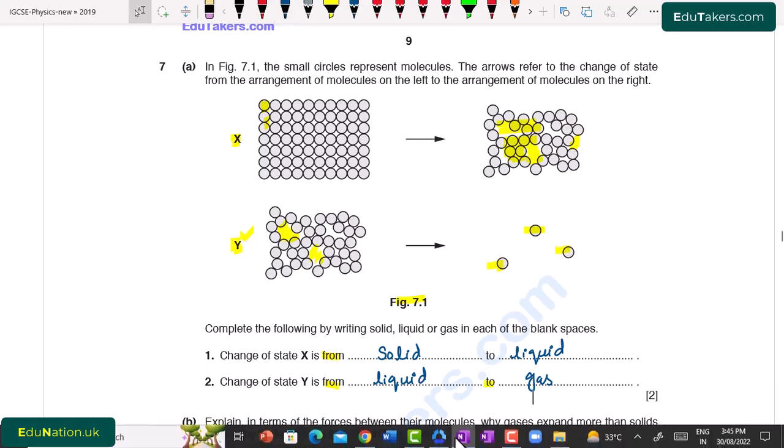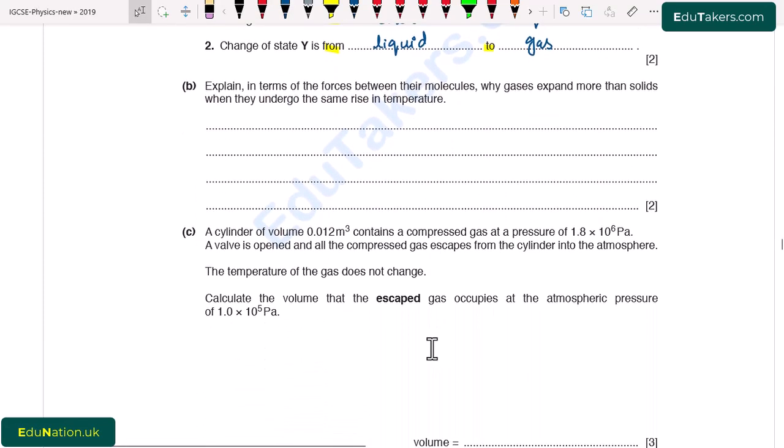Part B. Explain in terms of forces between their molecules why gases expand more than solids when they undergo the same rise in temperature. So when we increase the temperature, gases expand more as compared to solids.